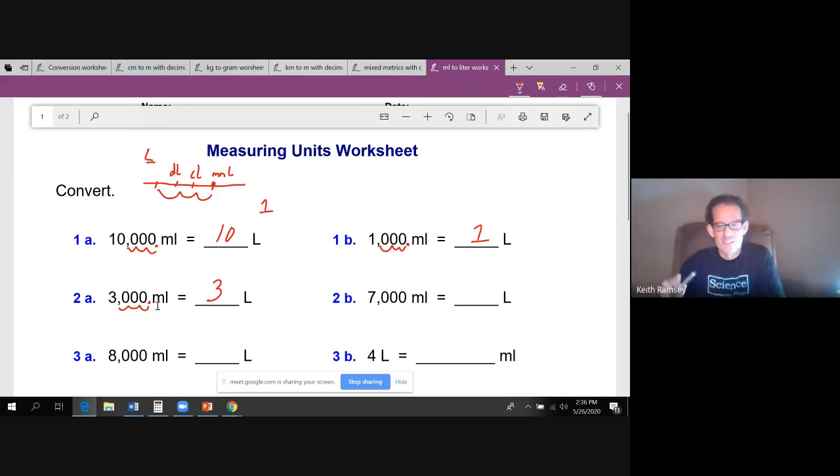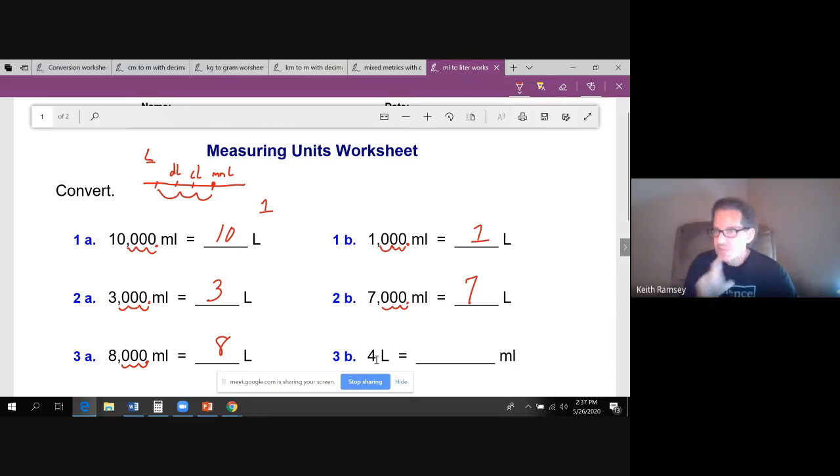Okay, hopefully that was enough time to try a few of those. So again, I'm going from milliliter to liter. So here's my decimal. I'm moving it to the left 3 steps. So I'd say there are 7 liters and 7,000 milliliters. I'm going to move my decimal 3 steps from milli to liter. 8 liters and 8,000 milliliters.